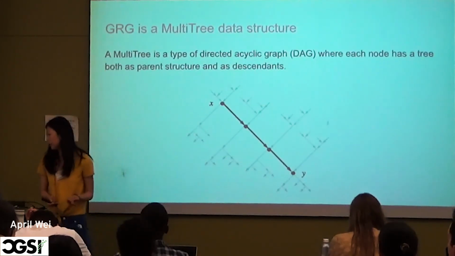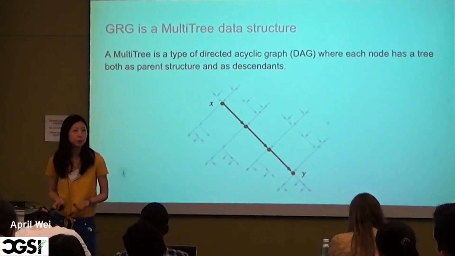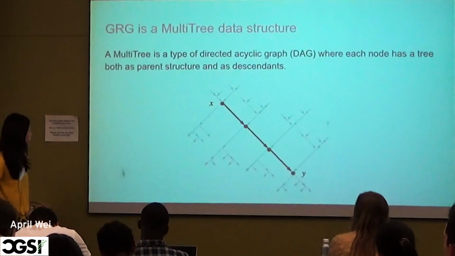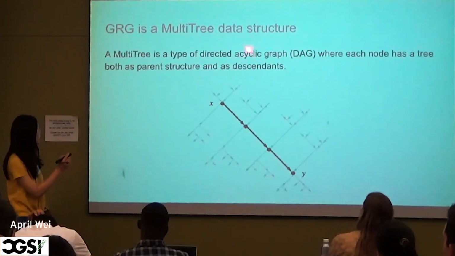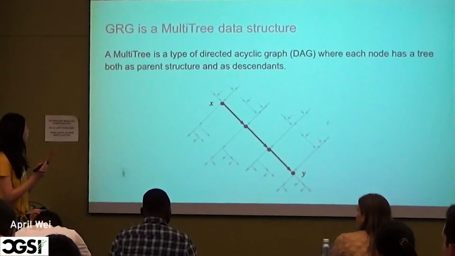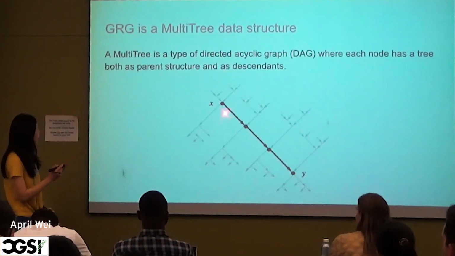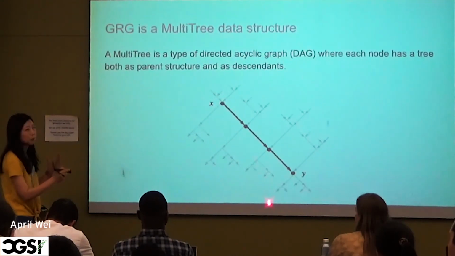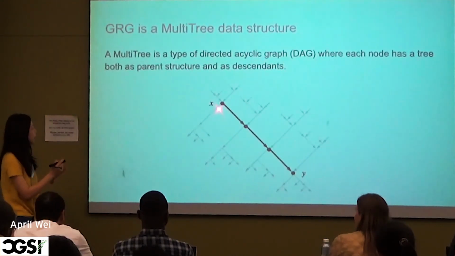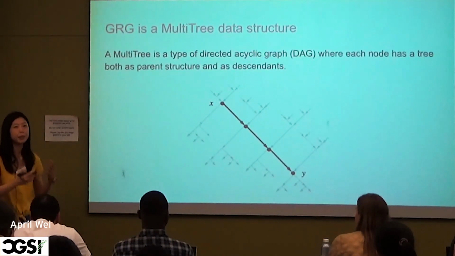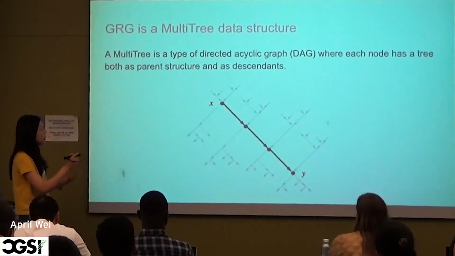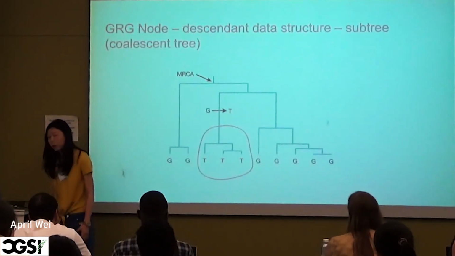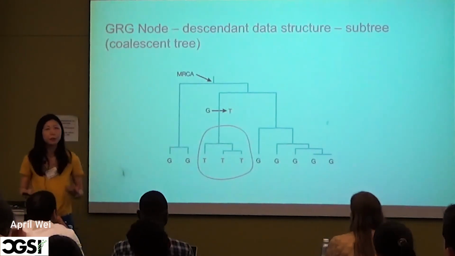So what is GRG really? GRG is a multi-tree data structure, and this is not entirely a new concept; actually it's quite old. A multi-tree data structure is really a directed acyclic graph where each node has a feature that both below the node, to its descendants, is a tree, and also above the node, to its ancestors, is also a tree. So you trace downward is a tree, you trace upward is a tree, just like what I showed in GRG before.